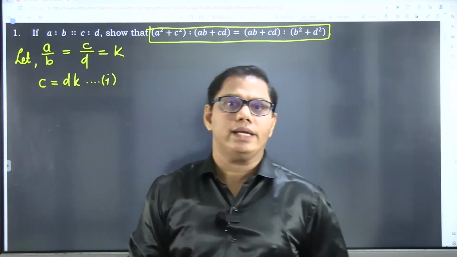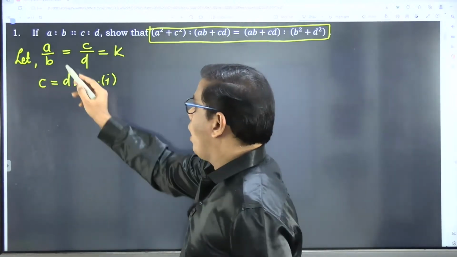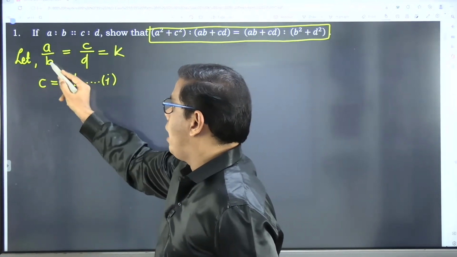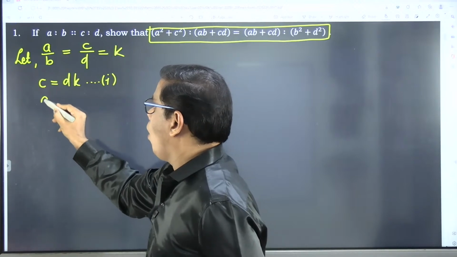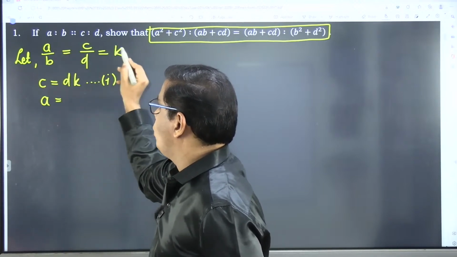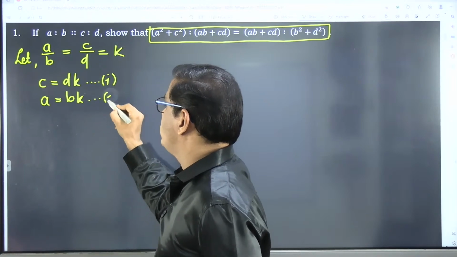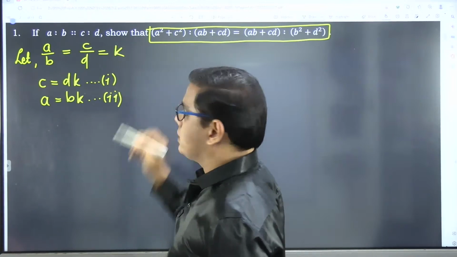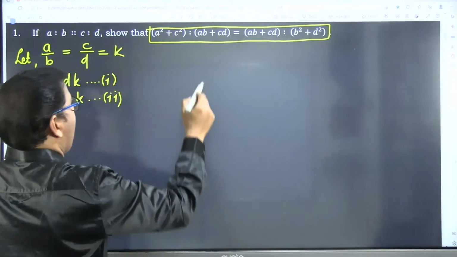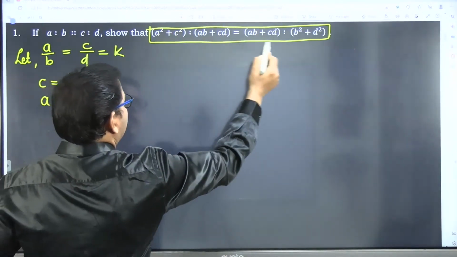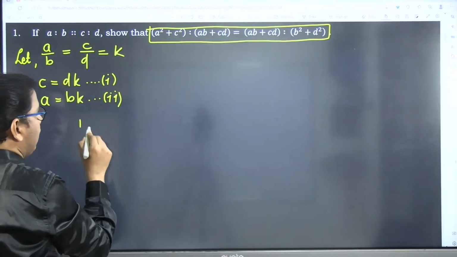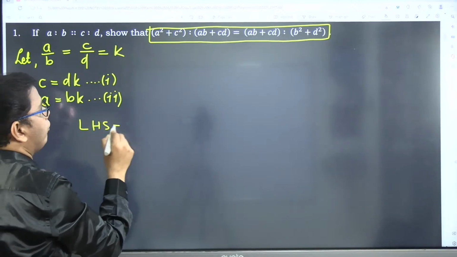This is my equation number 1. और अगर आप first ratio लेते हैं, A by B is equal to K, on cross multiplication, what do you get? A is equal to BK. This is my equation number 2. Now let's come here. What I have to show? I have to show that this left hand side is equal to right hand side. Let me first start with the left hand side.